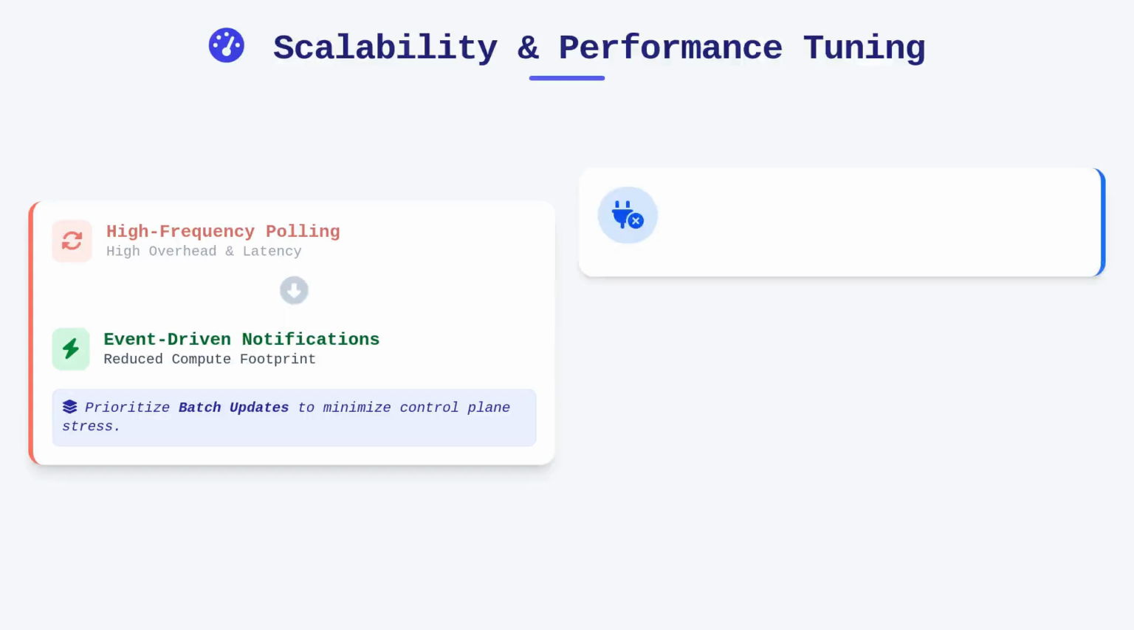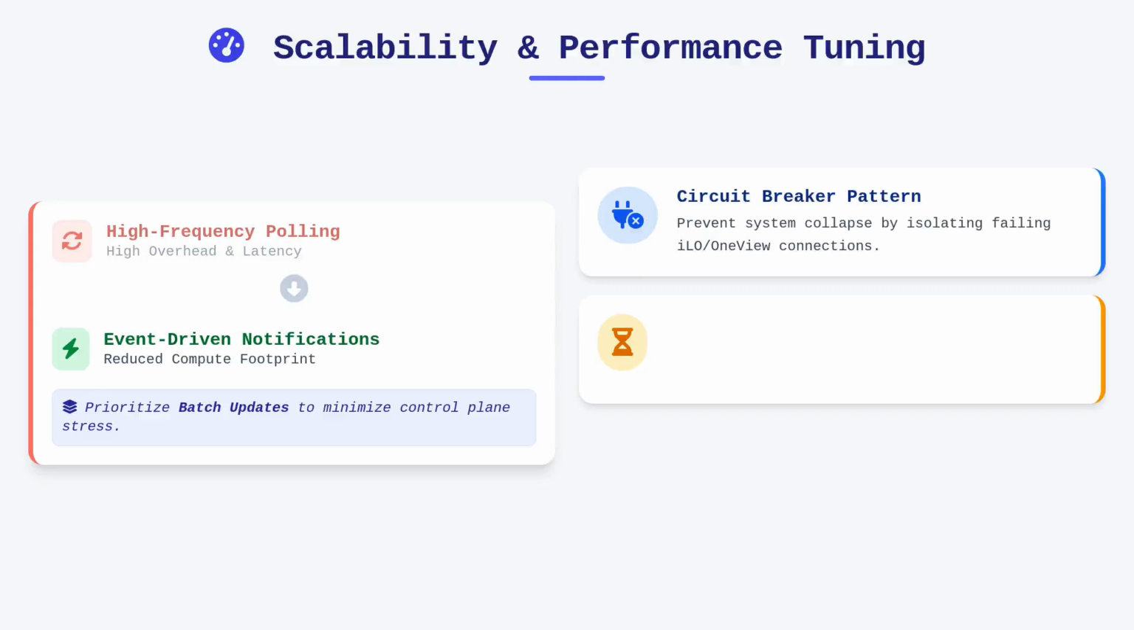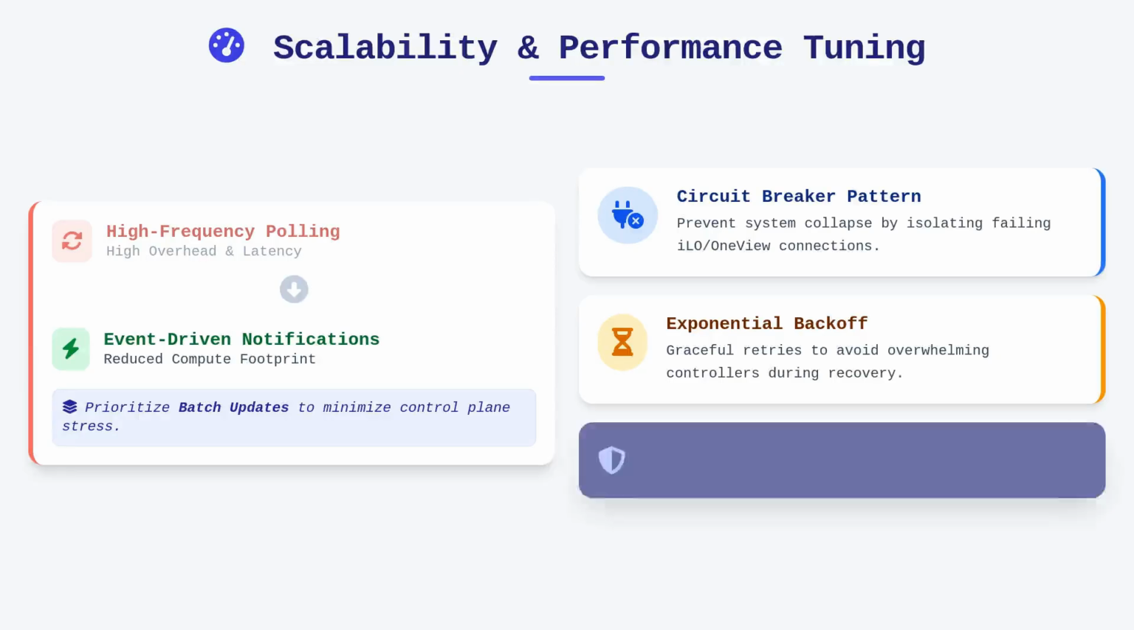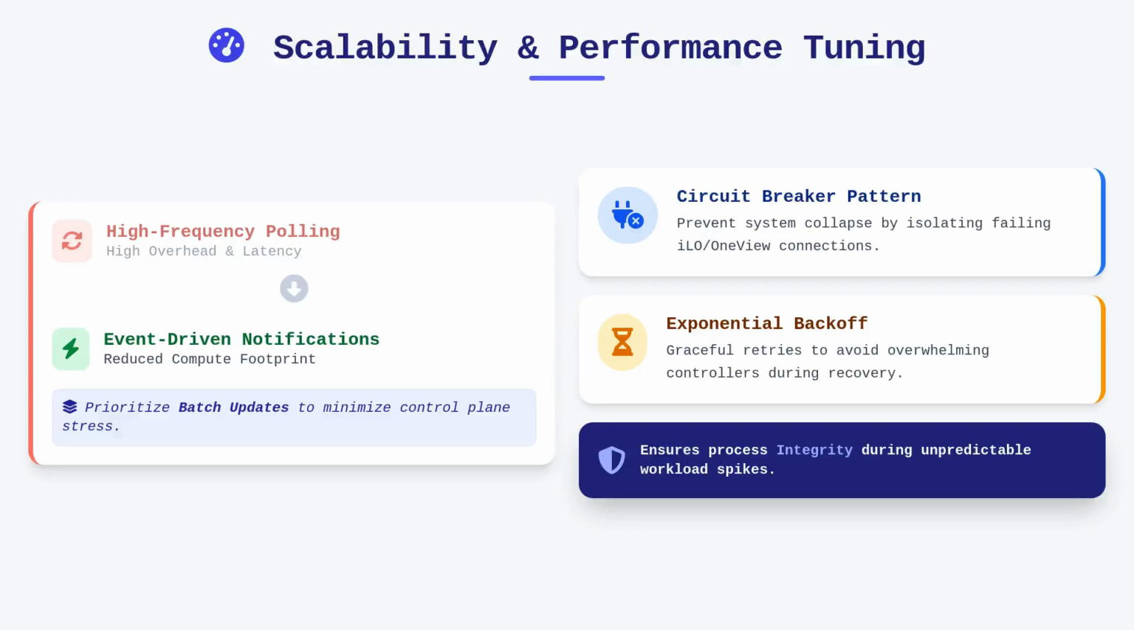Furthermore, we must address the issue of fault tolerance by implementing circuit breaker patterns within our integration logic. If a connection to an iLO or OneView instance fails, the application should gracefully retry based on defined exponential backoff strategies to avoid overwhelming the resource controller during a recovery phase. This methodical approach to integration ensures that your automated processes retain their integrity even when the underlying data center environment faces unpredictable spikes in operational workload.